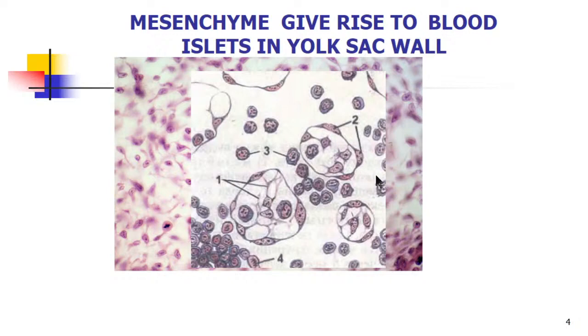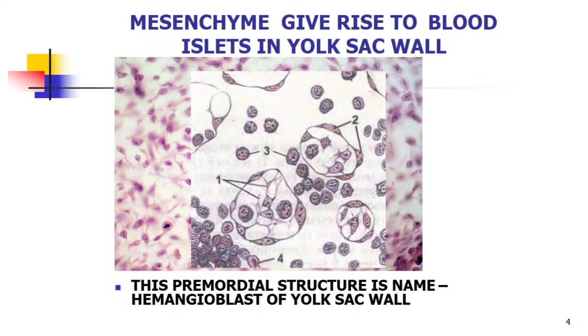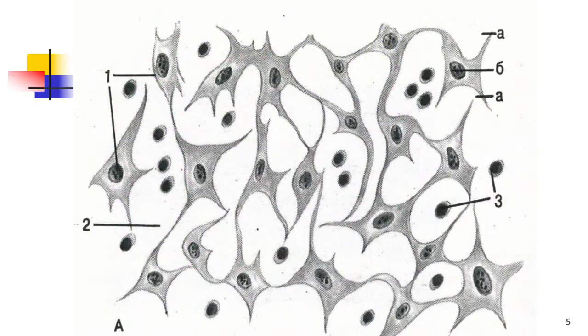This is a specialized primordial structure which arises from mesenchyme. Look, the outermost cells transform into the endothelial cells of vessel capillaries, and the inner cells will transform into the stem cells of blood. We will discuss this question when continuing the topic of hemopoiesis.